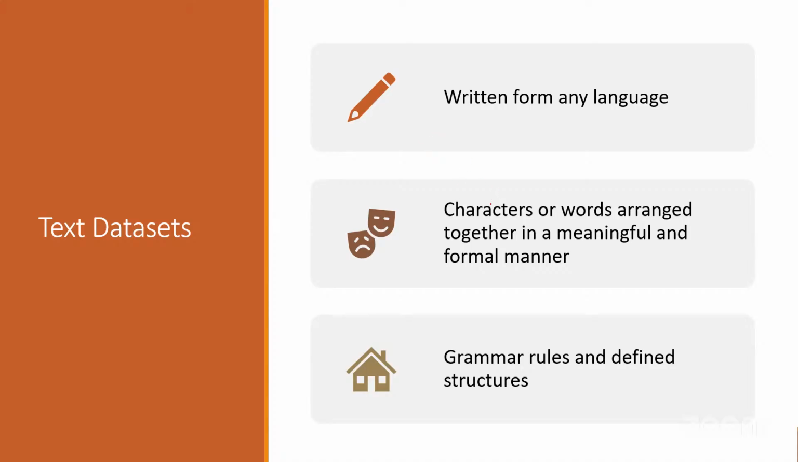It should be together, right? It should be in characters. The characters could be in the form of A to Z, or numbers, or in the form of words. The words are arranged together in a meaningful and formal manner. Whatever we said is arranged together in a meaningful and formal manner. Hence, we can say that it is good, and then we can examine it. So there are grammar rules that define the structure.